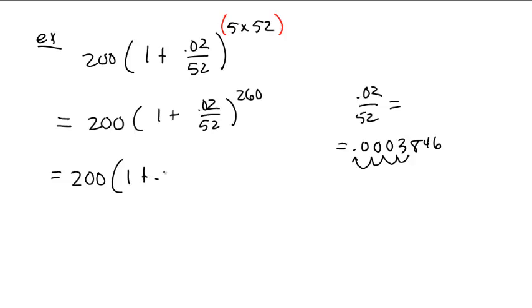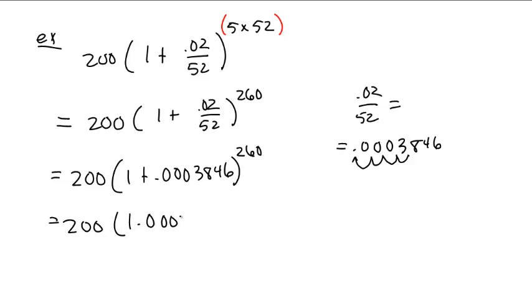200 times (1 plus 0.0003846) to the 260th power. And now we add. We can do that in our heads. It is 200 times 1.0003846, all raised to the 260th power. What is happening here? This is 200 times. If you have two things mashed together like that, it means multiplied.